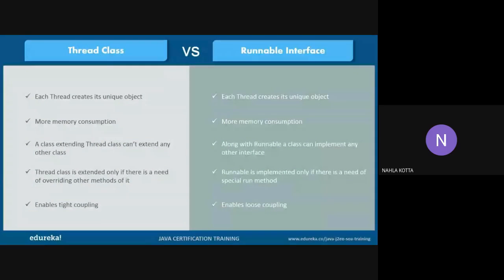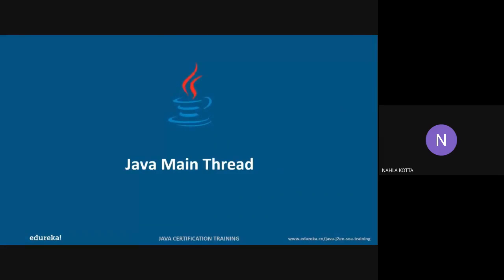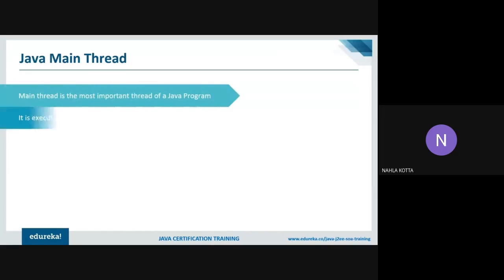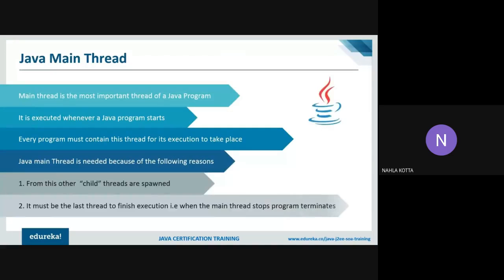So I hope Thread versus Runnable is good to go. We saw how to create a thread, what a thread is, and how it is helping the main thread to accomplish the jobs. So what is this main thread? Once again, main thread revisited. Guys, the main thread is the most important part of any application or Java program. So whenever you run your application, your main thread is executed. Every program will have this main thread, and the Java main thread is needed so that we can spawn the child threads. We can create child threads and we can start them. You have seen that we created my task and we started my task, right?